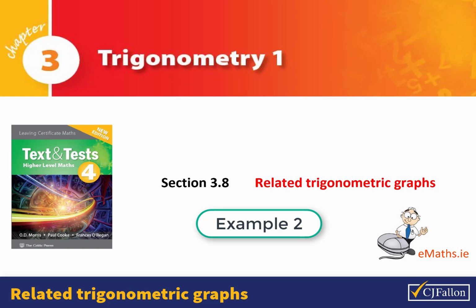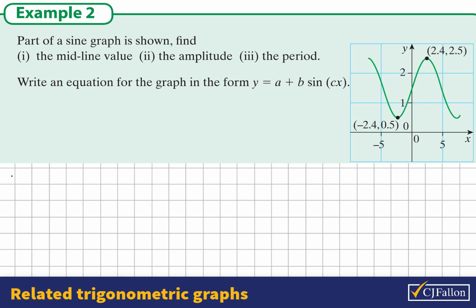Related trigonometric graphs, example 2. Here we're given the graph of a sine wave and we're to work out what the equation of the graph is. But first we're to work out the midline value. The equation of the midline is a line that runs halfway between the high point and the low point, the maximum and minimum values of the sine wave that we see here.